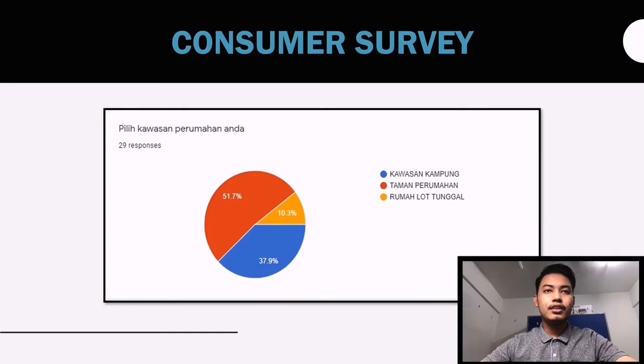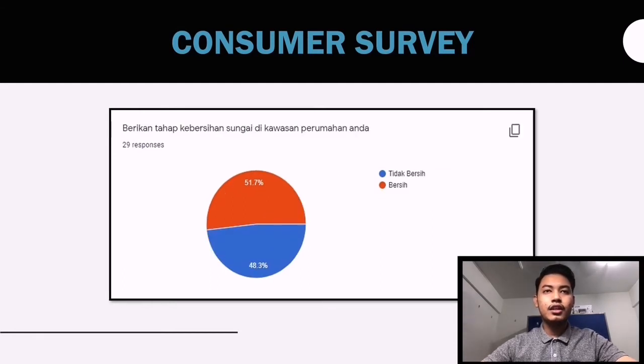Second pie chart, we can see that most of the respondents are from residential areas at 51.7%, followed by village areas at 37.9%, and then lot houses at 10.3% of them. Third, the pie chart shows we can conclude that most of the respondents answered that the river in their residential area is clean, at 51.7%. Only 48.3% answered not clean.